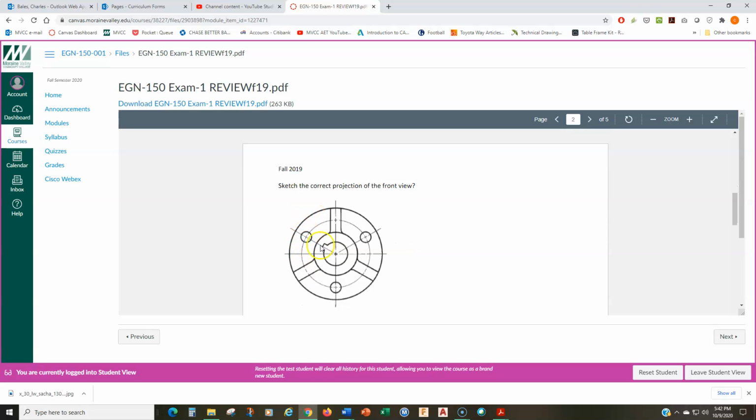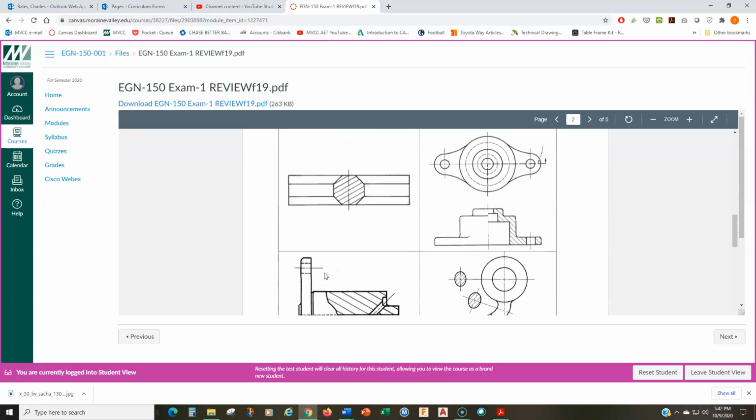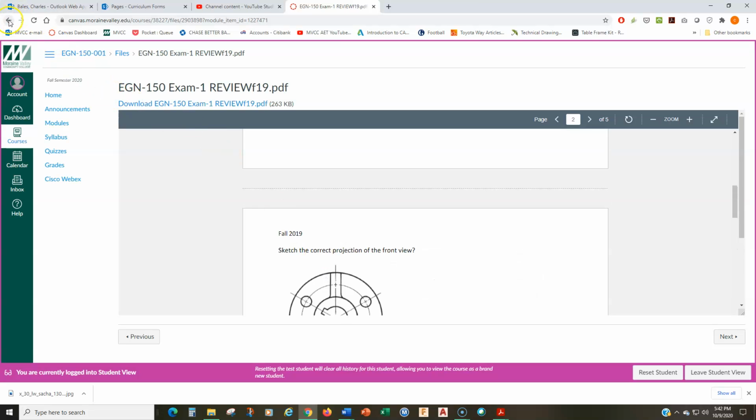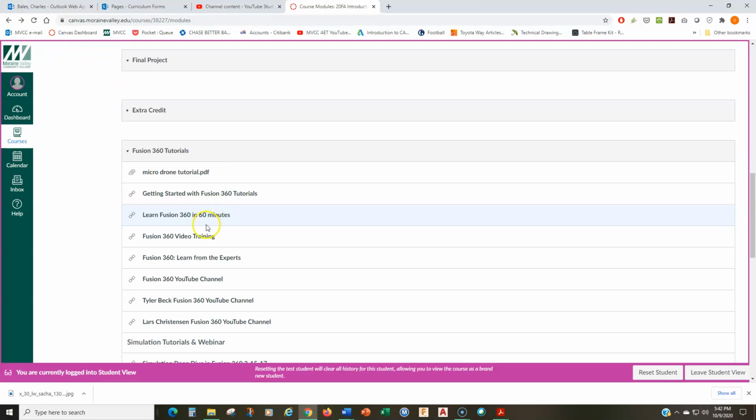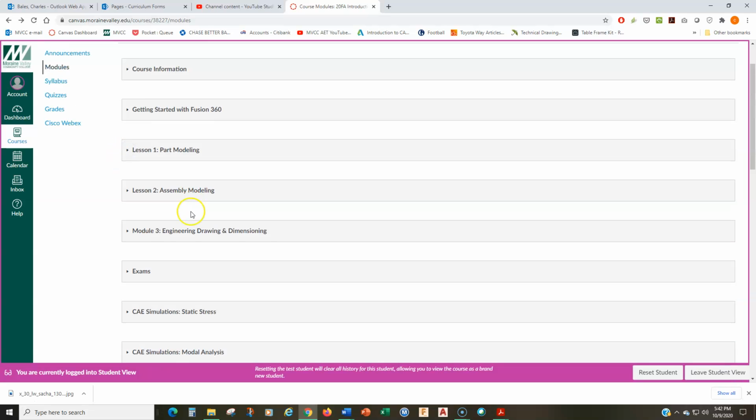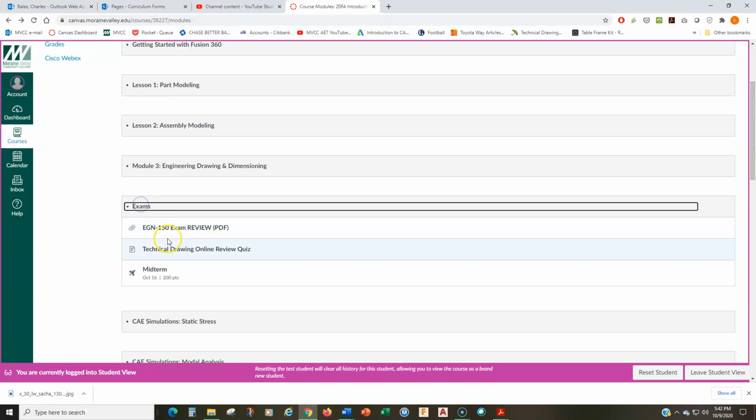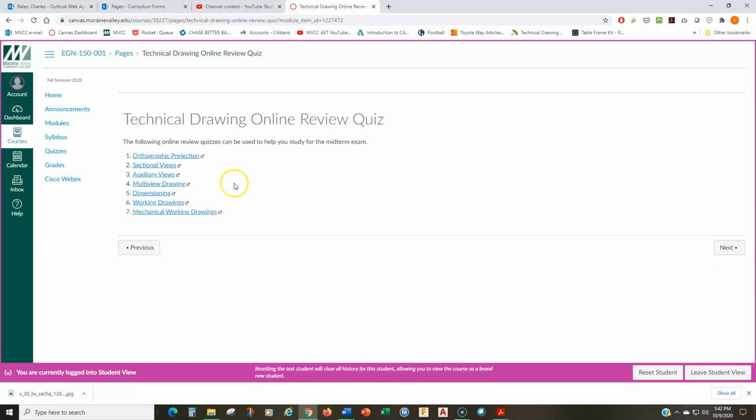There are some activities here in addition. Okay, let me go back to the module. I have also created an online review quiz. Okay, so you can take this review quiz, and each section here is going to be covered in the midterm. All right, so you can take this quiz, practice, find out what you need to do additional studying on, and then go search that out.